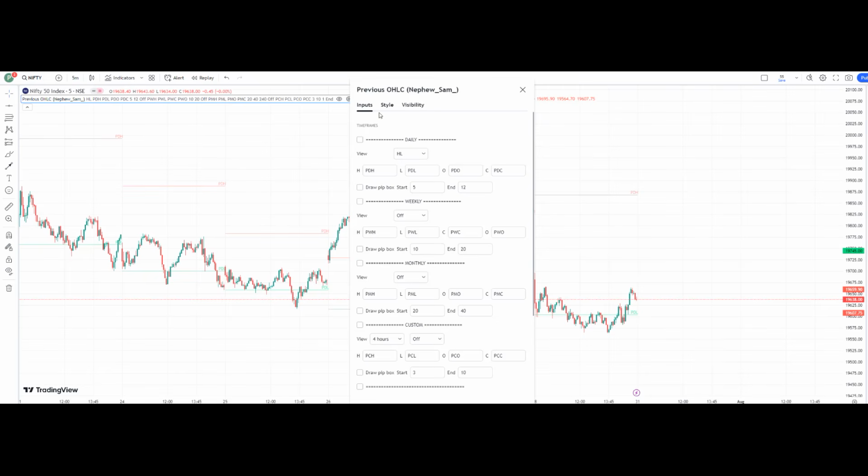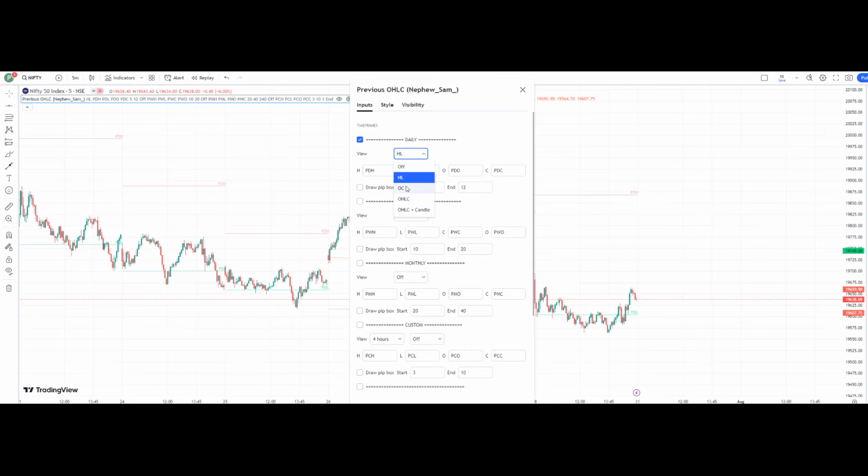Okay, here under inputs, we can see this is daily, weekly and monthly. So, we want to check this daily. And in the view section, we can see there is a drop down. Here it is written as off HLOC. What does this off mean? We don't want to view that.